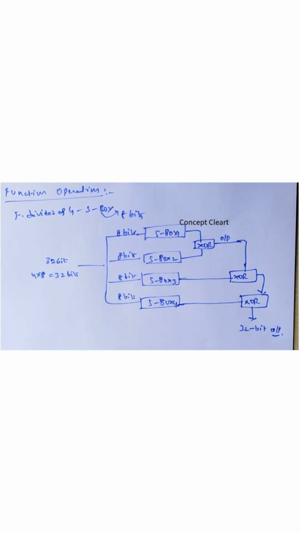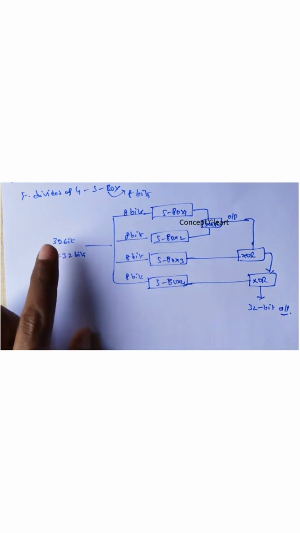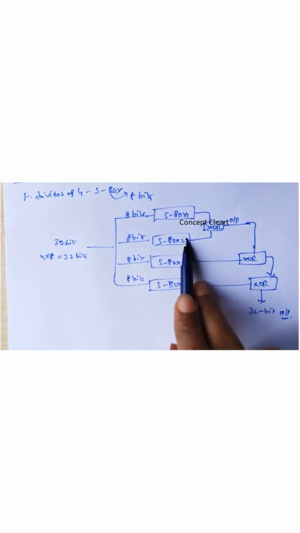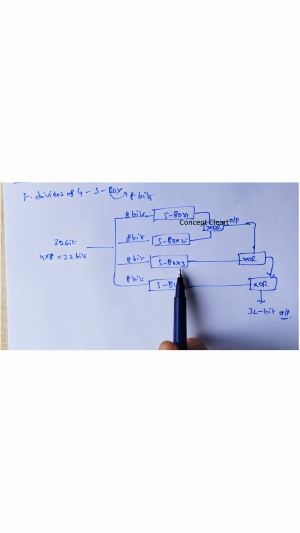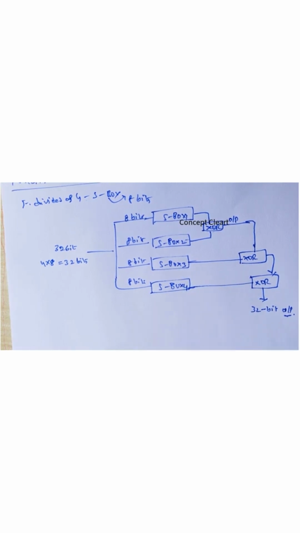The 32 bits are divided into four parts. We need to perform XOR operation of S box 1 with S box 2, and the output will go to again XOR operation with S box 3. After S box 4, we will get the 32-bit output Y. Okay, that means Y is the output of function F.